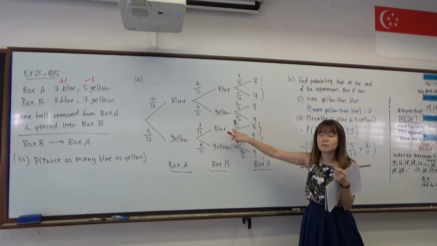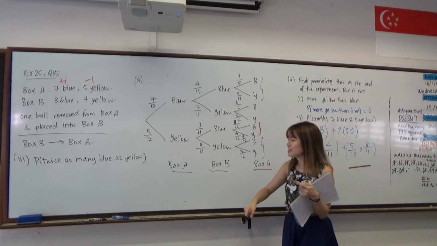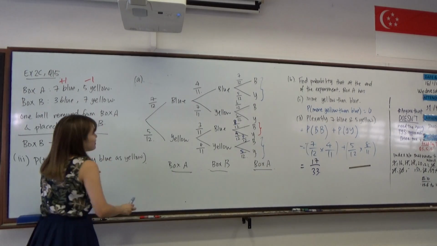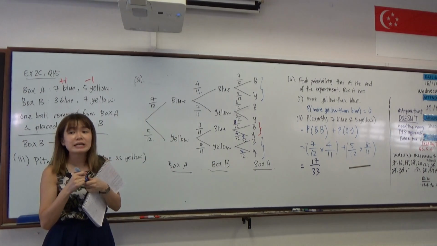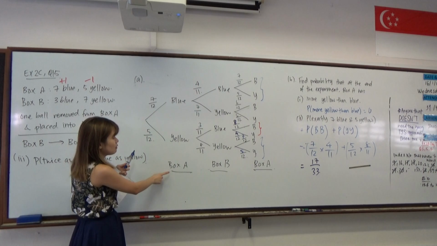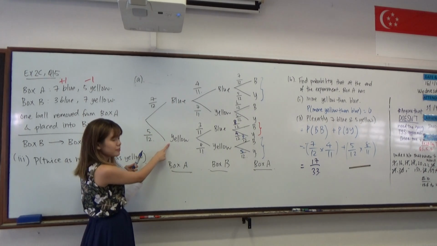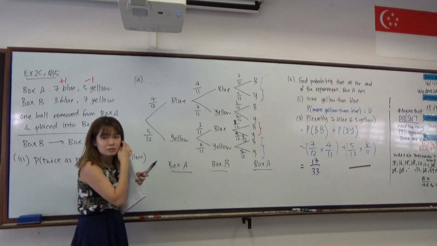Okay, whereby there are 8 blue balls and then 4 yellow balls. Sorry, 4 yellow balls. Alright, so in order for this to happen, the event that allows that to happen is when I take a yellow ball from box A, put it into box B, then from box B I take a blue ball out.